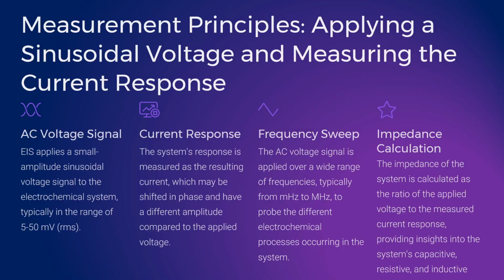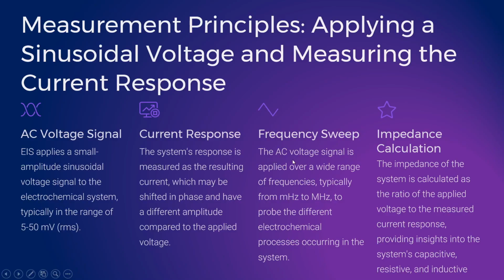So what are the major steps of measurement during the experiment? First an AC voltage signal is applied and the current response is seen, then a frequency sweep is done, and at the last the impedance calculation is done. For the AC voltage signal, EIS applies a small amplitude sinusoidal voltage signal to the electrochemical system, typically in the range of 5 to 50 millivolt. And for the current response, the system response is measured as the resulting current, which may be shifted in phase and have a different amplitude compared to the applied voltage.